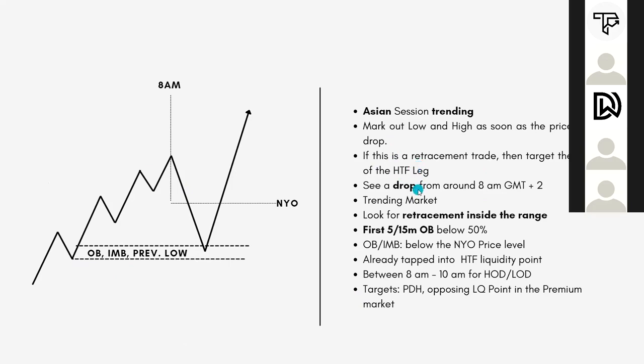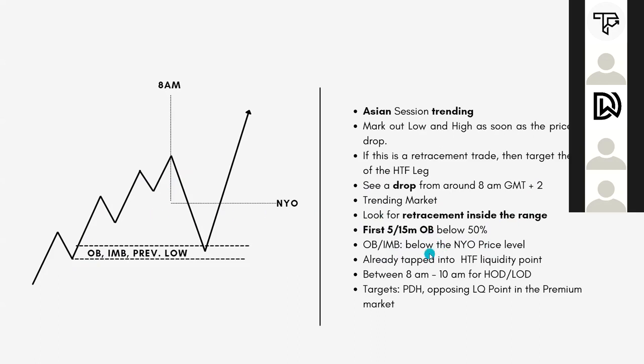You want to see the drop from around 8 a.m. GMT plus 2, and the trending, it should be in a trending market. The Asian session should be clearly trending. We look for a retracement inside the range for the first 5 or 15-minute order block below the 50% mark. You'll see now in the examples. We were looking at the order block of the imbalance below the New York Open price level.